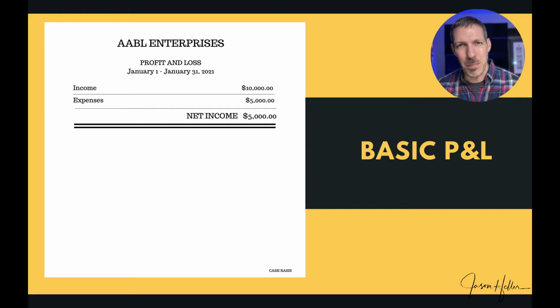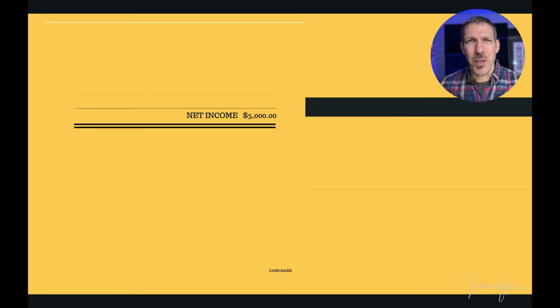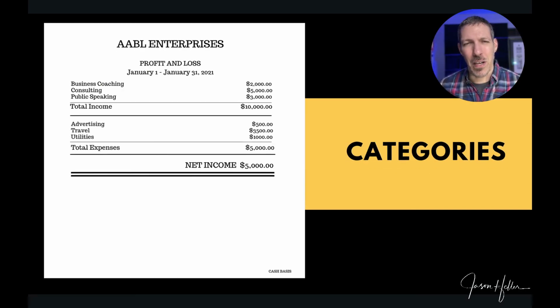So in this basic, simple profit and loss statement, it did its job for us. We know how much revenue we've received, we know how much we've spent, and we know what's left over at the end of the day. Most business owners, I imagine, are looking for a little bit more detail in their profit and loss statement than we have right here. So you can accomplish that kind of detail by adding categories.